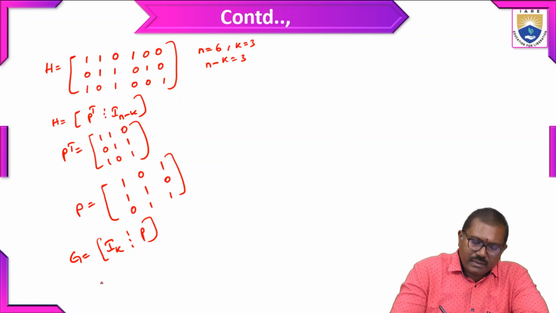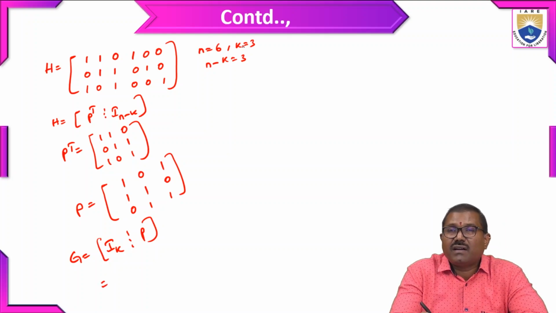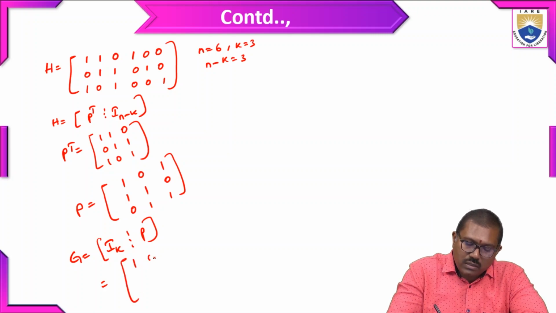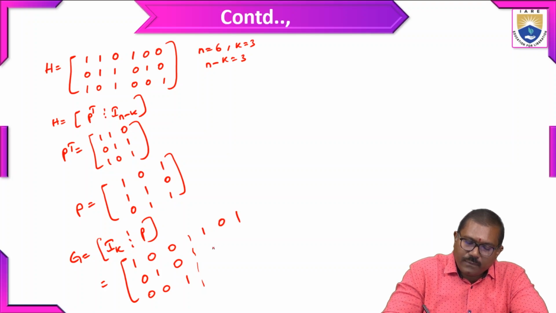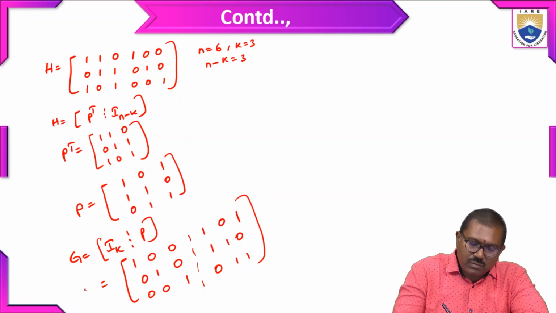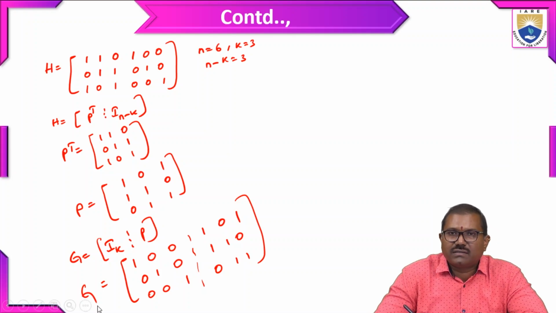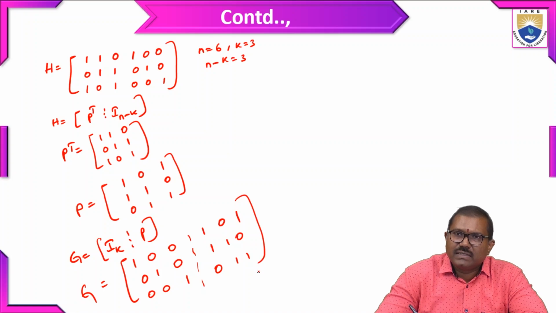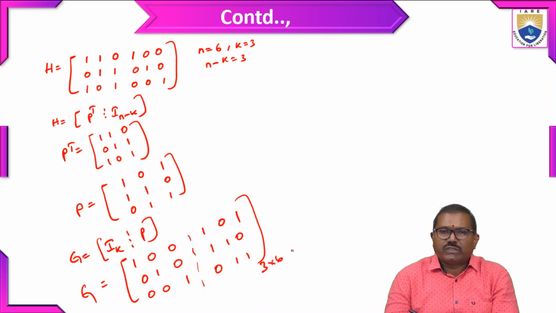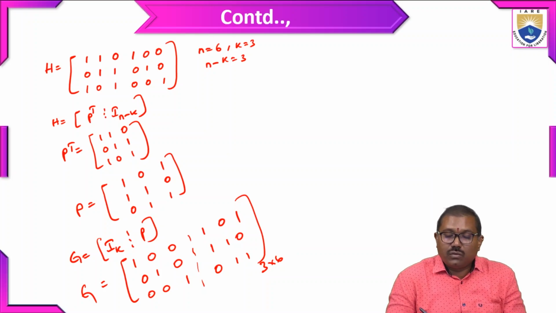I_K is the identity matrix of size K. So 100, 010, 001. This is my identity matrix. And my P is 101, 110, 011. So this is my generator matrix of size 3 by 6.